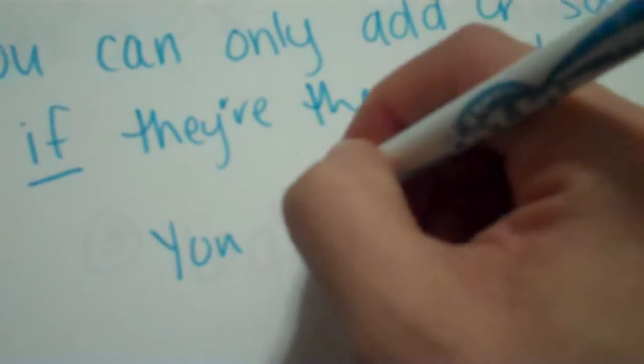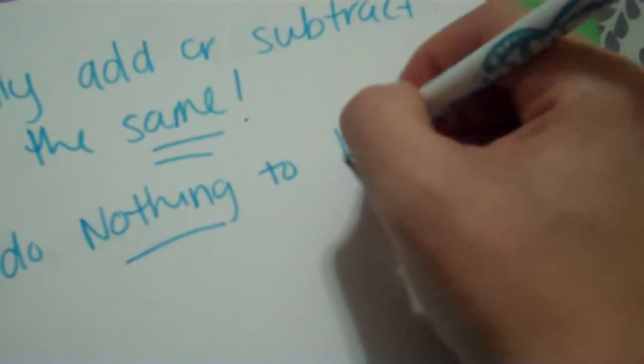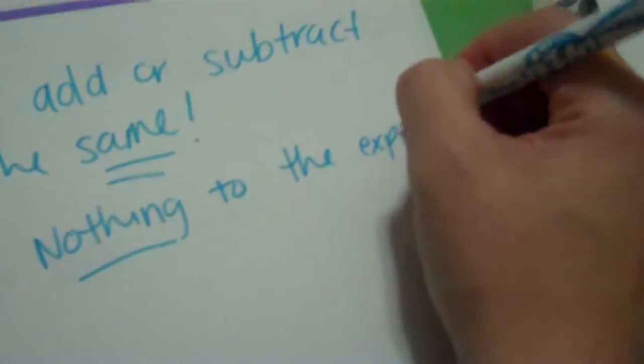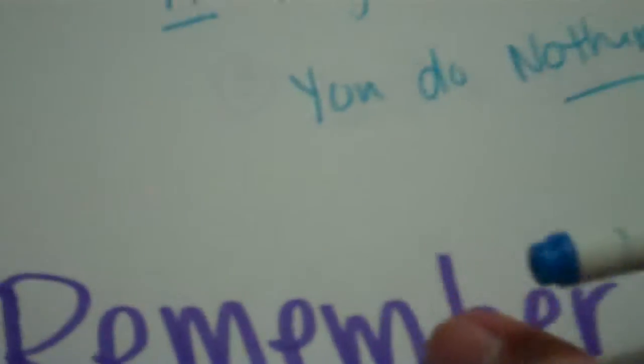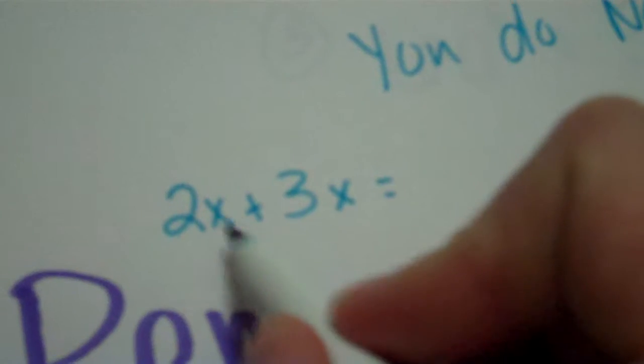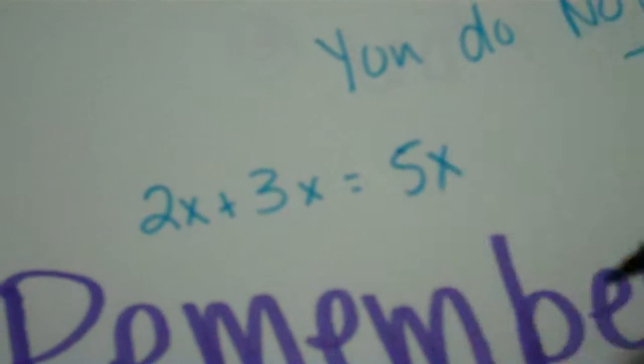Okay? And then another thing you need to know is when you do add or subtract them, you do nothing with the exponent. You do nothing to the exponent. Let me explain what that means. Okay? You don't have to write this down. But remember when we did stuff like this, like 2x plus 3x equals? Well, these are the same, right? They both have x's, so 2 plus 3 is 5x, right? We don't do anything to the exponents. Well, the same thing's true here.